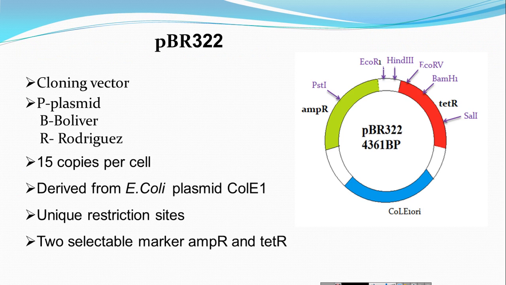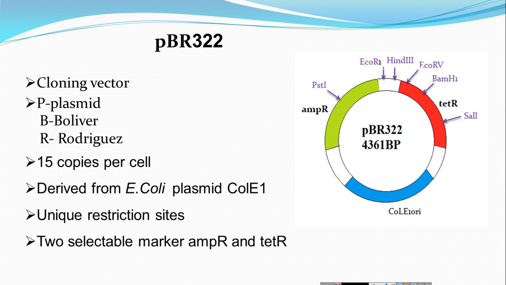Now, when we talk about vectors, plasmid vectors are preferentially used as a genetic engineering tool. Plasmids are simply transferable extrachromosomal DNA molecules which are capable of autonomous replication. They are double stranded, mostly circular in nature. They usually occur naturally in bacteria and are sometimes found in eukaryotic organisms also.